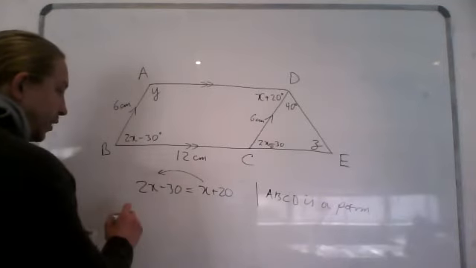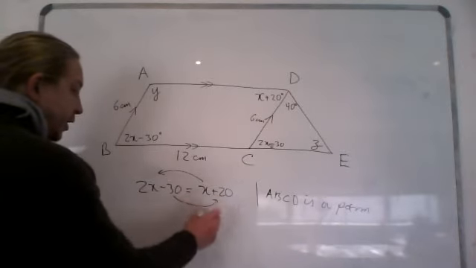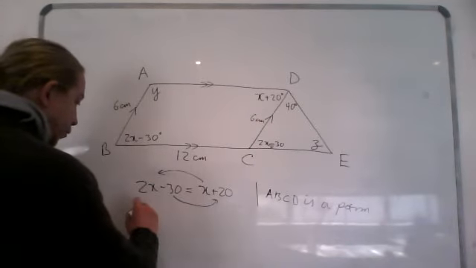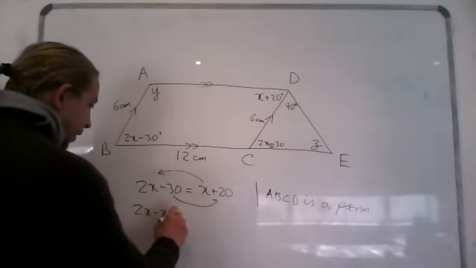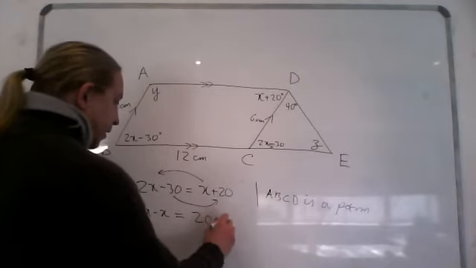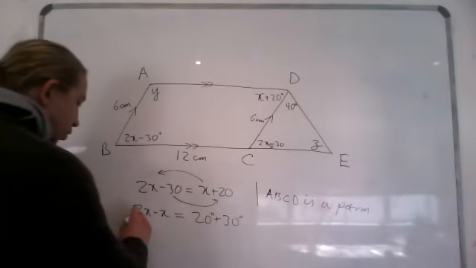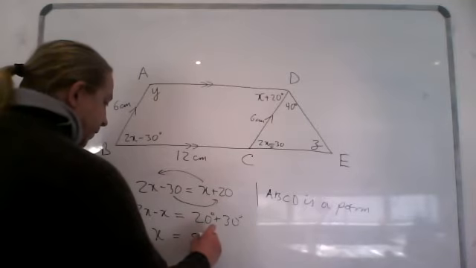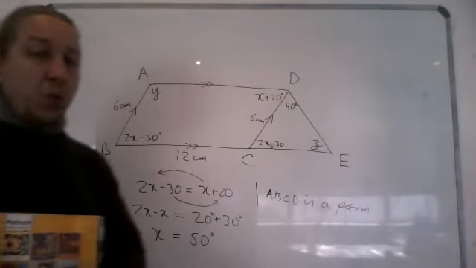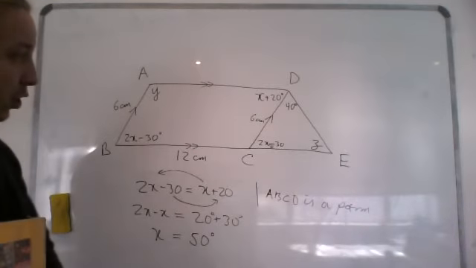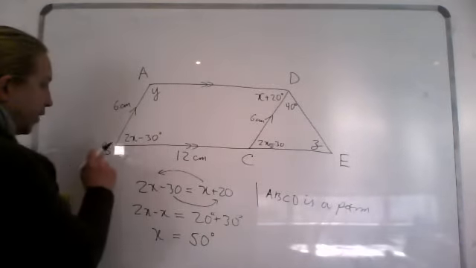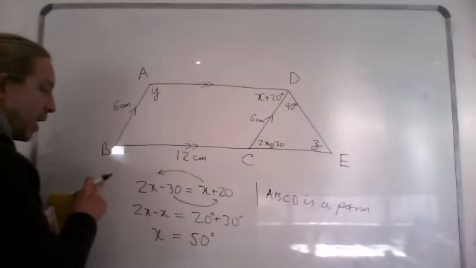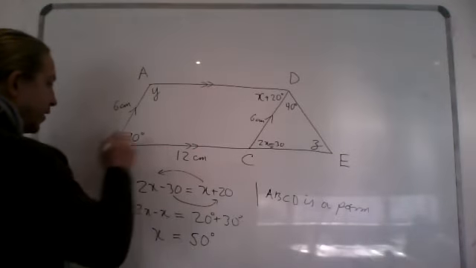This x is going to come to the left and become a negative. This 30 is going to go to the right and become positive. So we have 2x minus x equals 20 plus 30. So 2x minus x is x, equals 20 plus 30, which is 50 degrees. Right, so now we know x is 50 degrees. So let's find out what this actual angle is. Well, 2x minus 30: 2x is 100, minus 30 is an angle of 70 degrees.